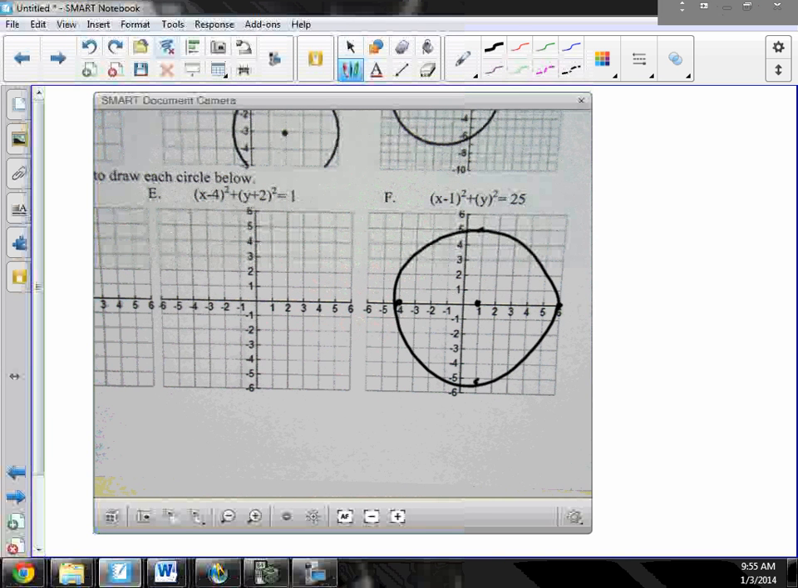So circles are pretty simple. Your assignment is to finish the back side of this and hand it in. You should have plenty of time to finish before the bell rings. Good luck.